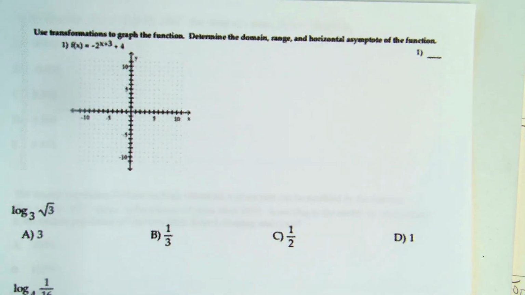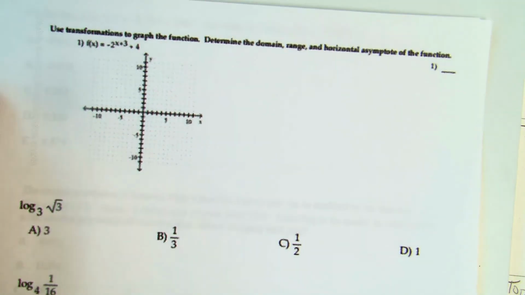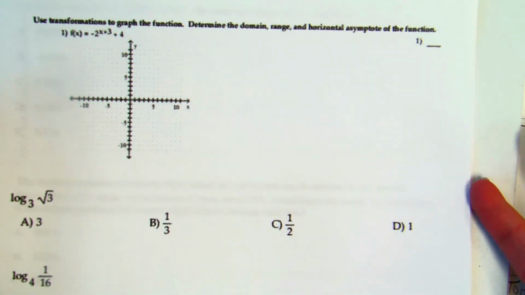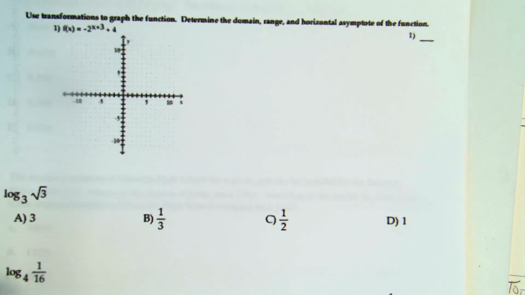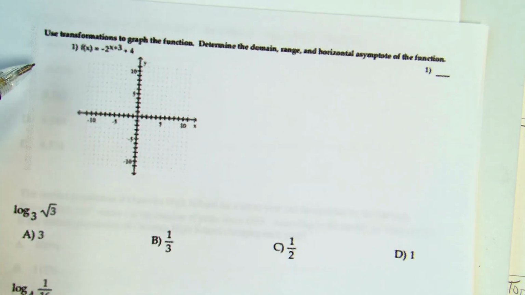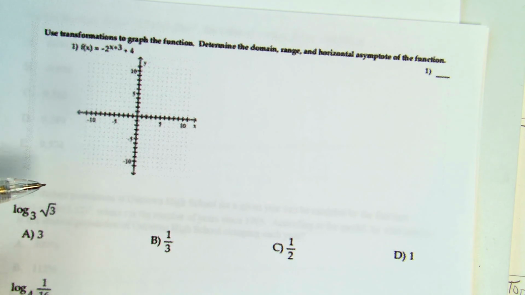Okay, this fifth problem here, actually I know they're not numbered, but you can go and look at them. This is the one that's got the full page. I did not waste a sheet of paper to print off the multiple choice answers. You can look at the answers as I go through this problem. It says use transformations to graph the function. Determine the domain, the range, and the horizontal asymptote of the function.